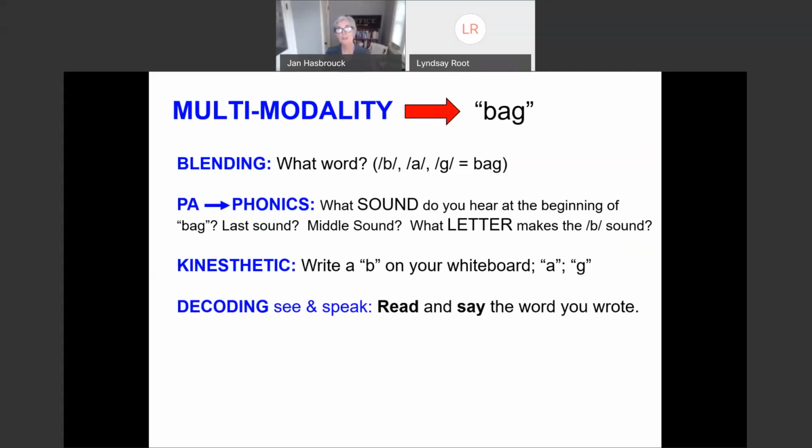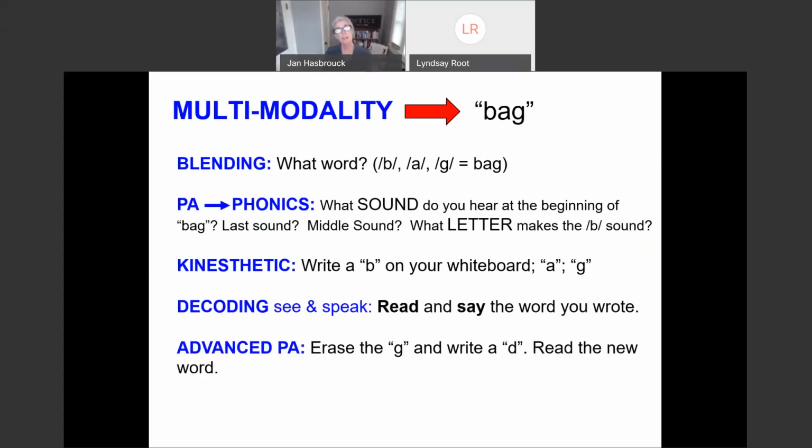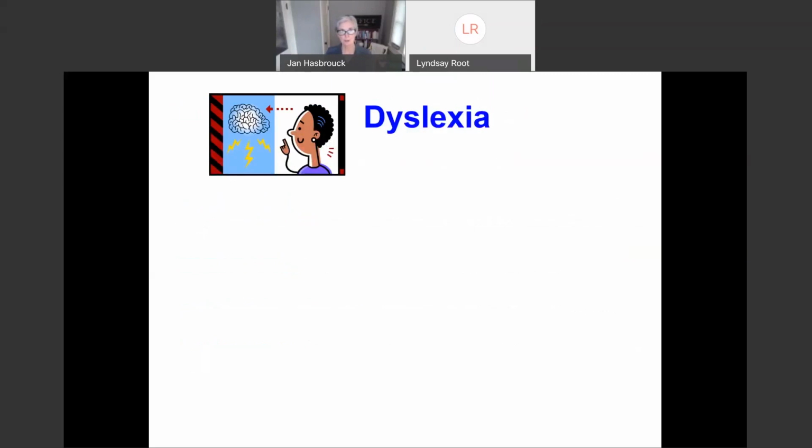Read and say the word you wrote. So use your eyes to read it, say the word you wrote. Then we can bring in those advanced phonemic awareness skills by having them erase the G at the end of the word they wrote and now put a D in there, again with a model, and read the new word, which would be bad, of course.